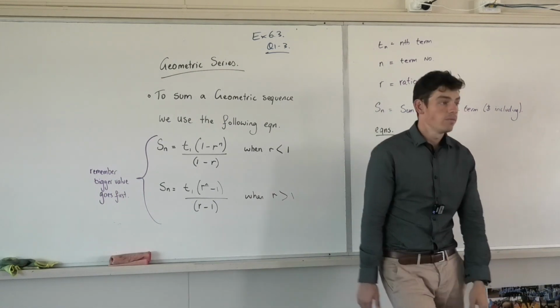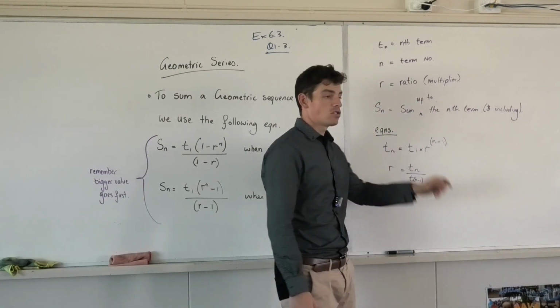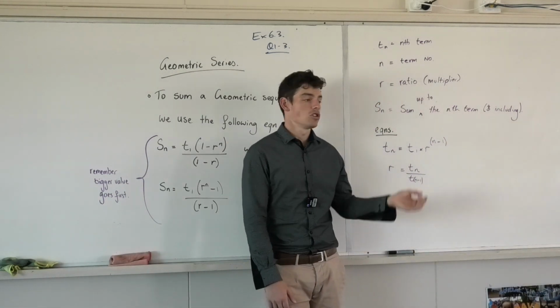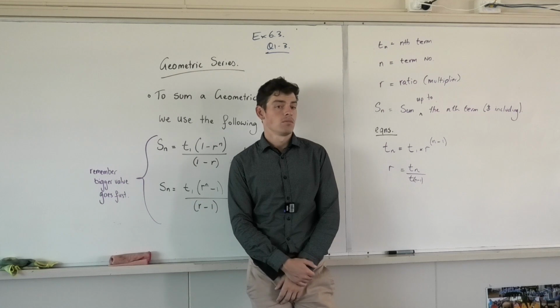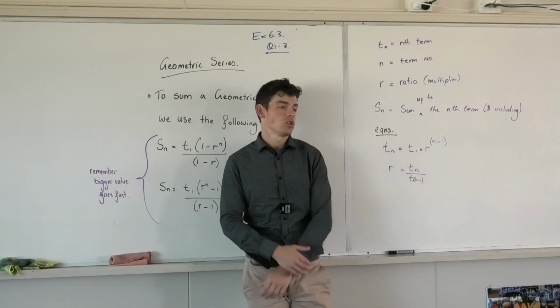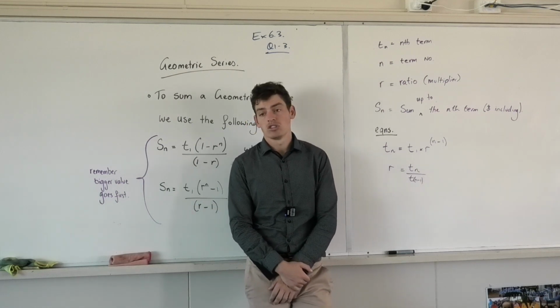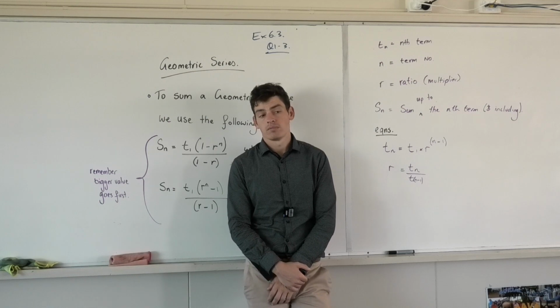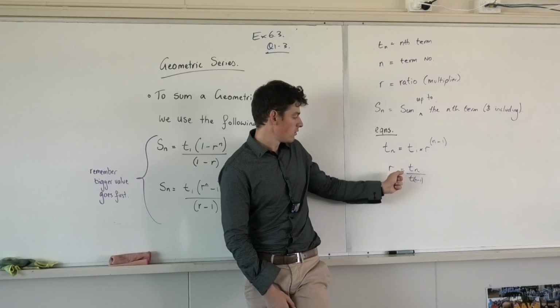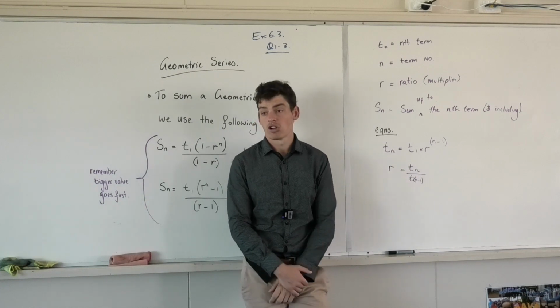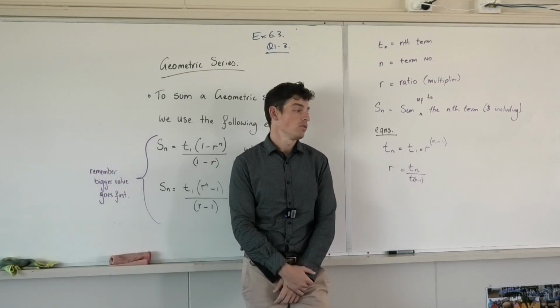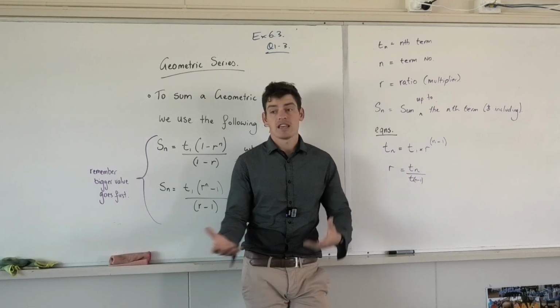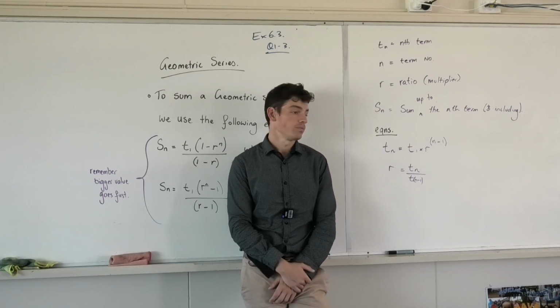So divide the second term by the first term. Then divide the third term by the second term. Then divide the fourth term by the third term. Once you've done that, what should you see? A common ratio, correct? A common factor, a common value should be appearing. So that's how we can differentiate between the two.